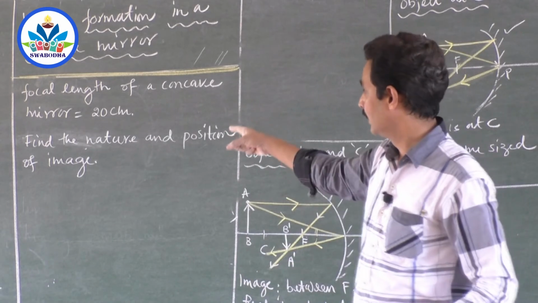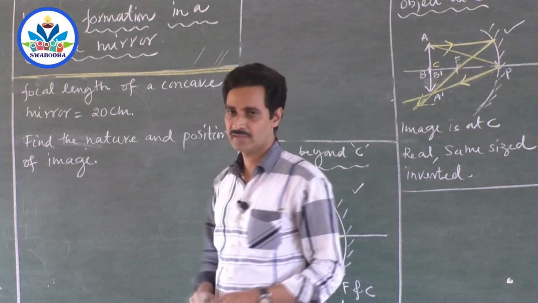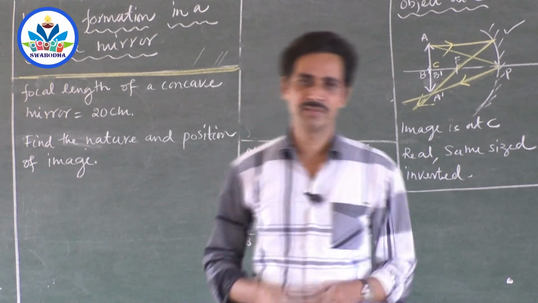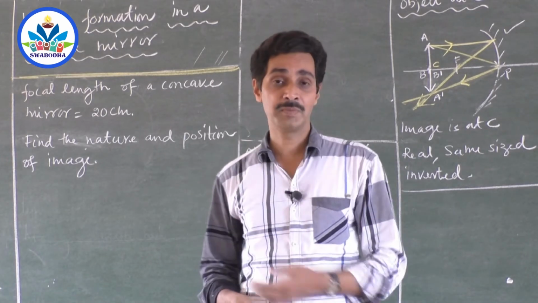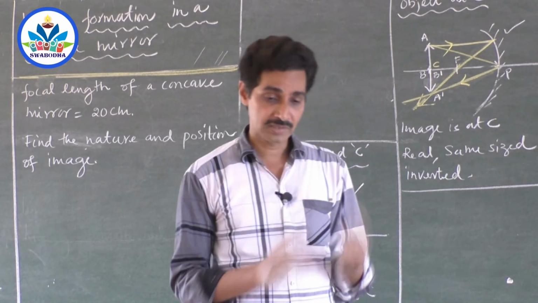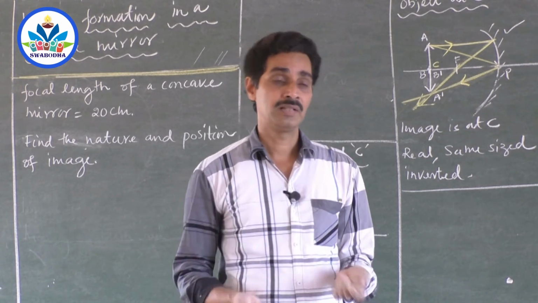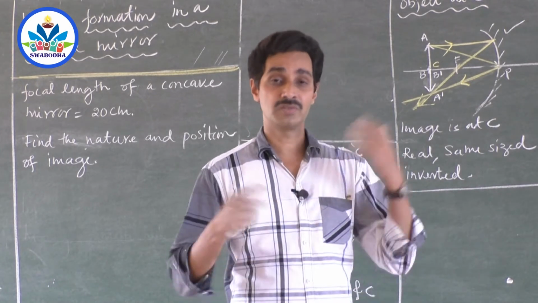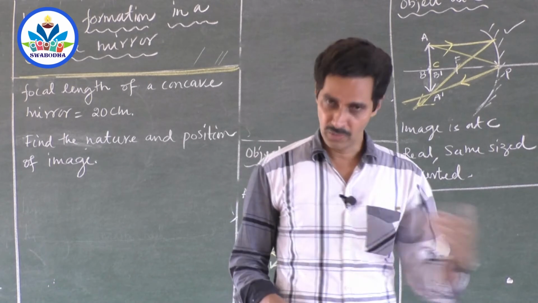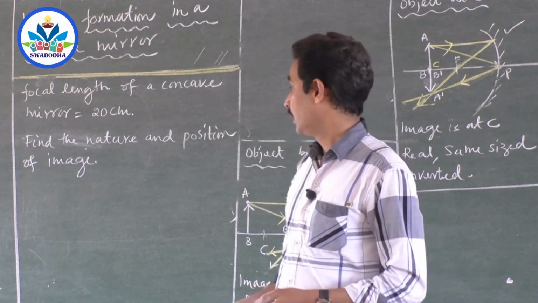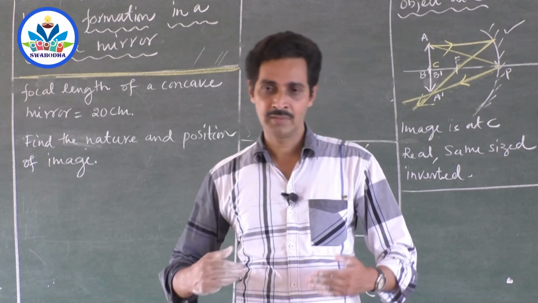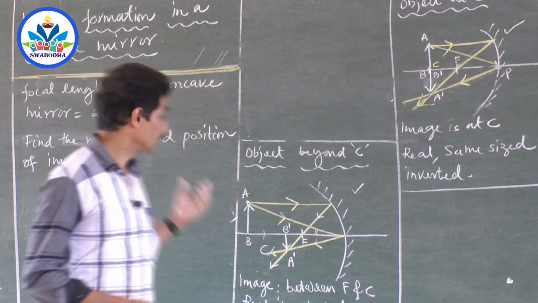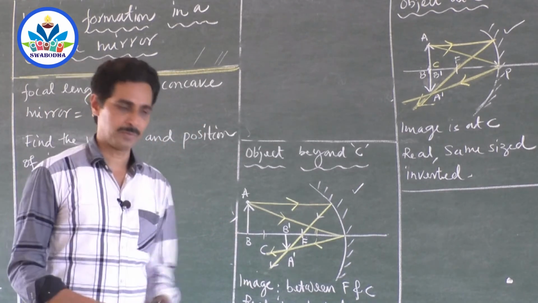Now I will take a concave mirror of focal length 20 centimeters and find the nature and position of the image for different positions of the object. Already we have seen when the object is kept beyond C, the image is between F and C. When the object is between F and C, the image is beyond C. When the object is at C, the image is at C. And when the object is within the focus, we get an enlarged, virtual, erect image. All these things we know properly now. So will these images be obtained using the formula, is it possible? We will analyze it so that once you solve this yourself, then you can solve the problems.